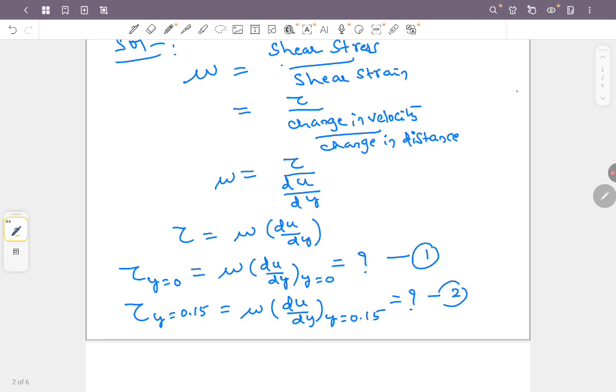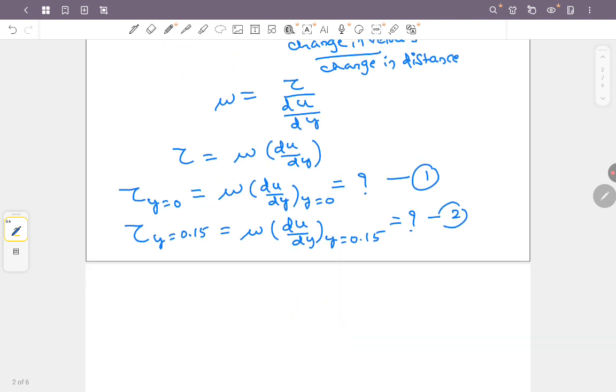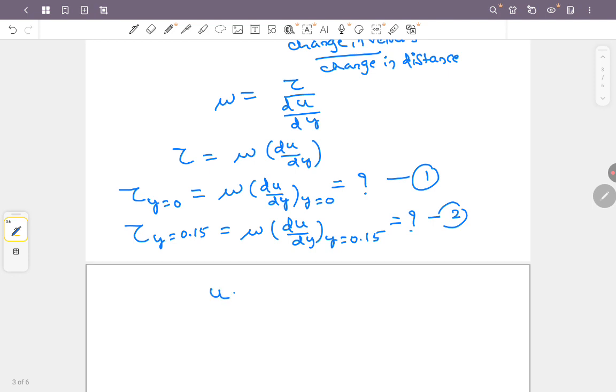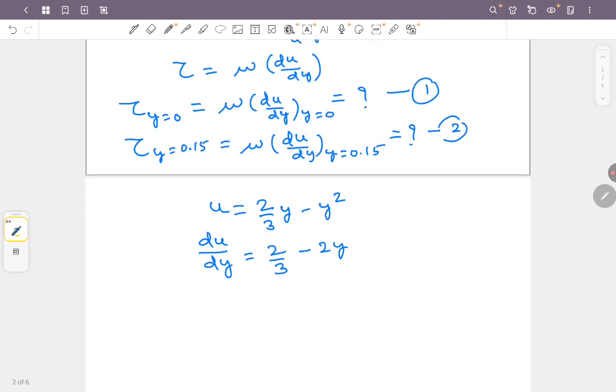Now we'll start with the given equation. We want du by dy, and mu is already given. The given equation is u equal to 2 by 3 y minus y square. From this we can derive the derivative: du by dy equals 2 by 3 minus 2 into y. This is du by dy.